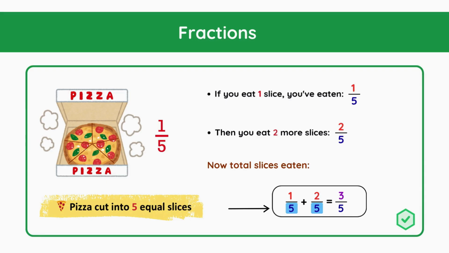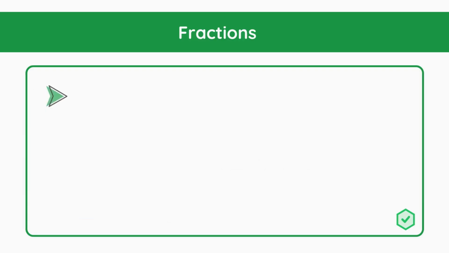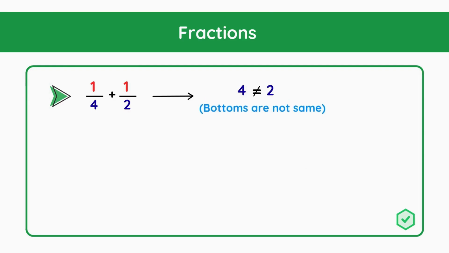Now let's look at the harder case where the bottom numbers are different. This is the bit we said we'd come back to. Let's try 1/4 plus 1/2. The bottoms here are 4 and 2 and they don't match. So we can't add yet. And this is exactly where lots of people rush and get it wrong. So let's go slowly. Before we can add, we have to make the bottom numbers the same.